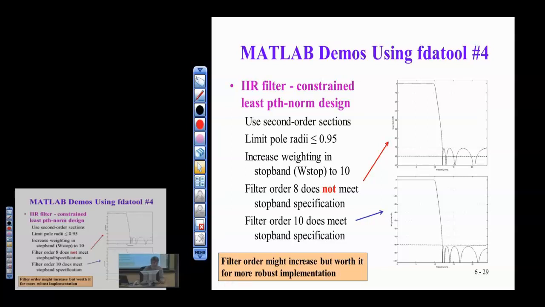Right, that's right. And now we're pulling it back to 0.95, and 8 poles isn't enough to meet the spec. So again, the observation here is the filter order might increase, but it's worth it for a more robust implementation. Even though you have 2 more multiply adds per output sample because I have 2 more pole locations, I have to add another biquad, in other words, at least. So I probably have more like 5 extra multiply adds in the extra biquad, but it's worth it because now, once you implement it, it's going to behave as you want it to.